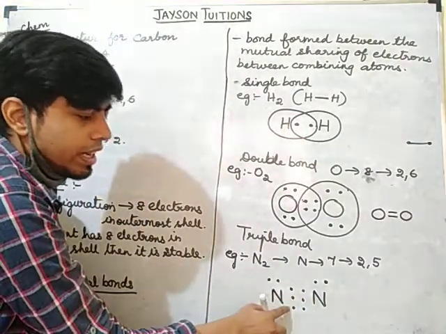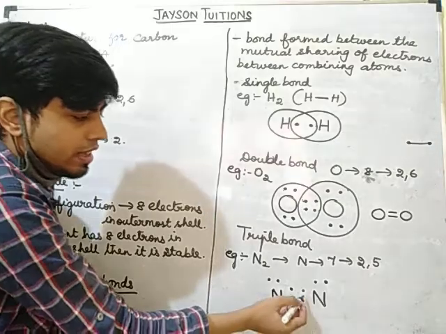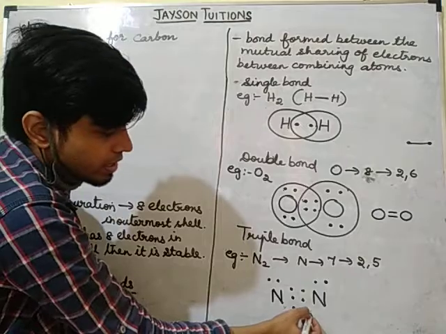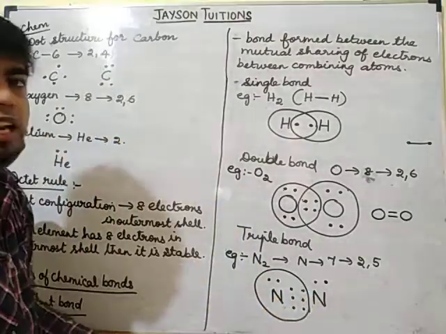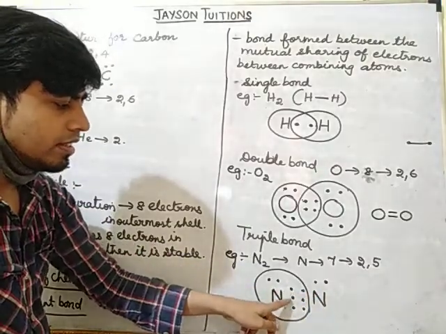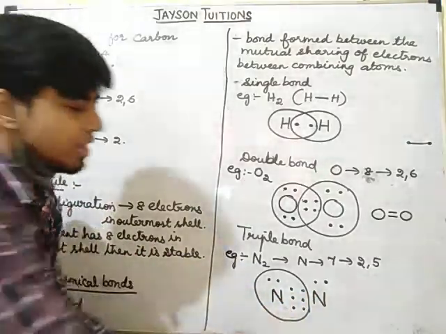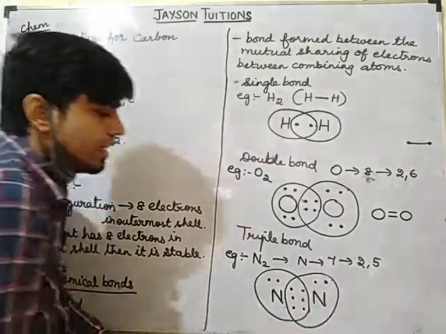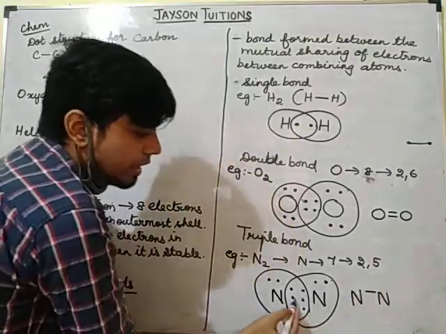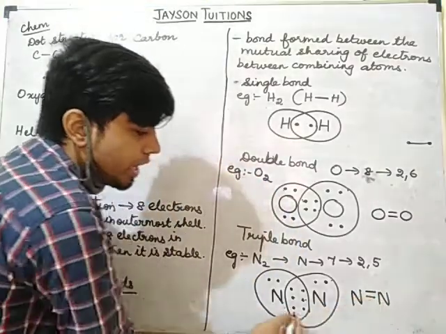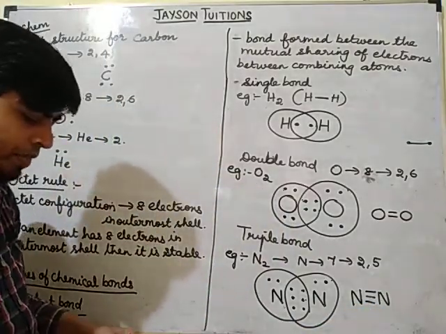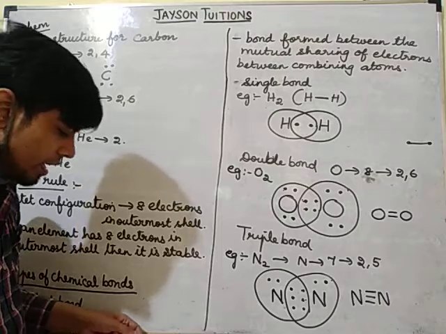This nitrogen already has 5 electrons. The 6th, 7th and 8th electron it will share from the neighboring nitrogen, so it will get 8 electrons. Similarly, this nitrogen already has 5. The 6th, 7th and 8th electron it will share from this nitrogen, so it will get 8. These 2 electrons will form one bond, the next 2 will form the second bond, and the last 2 will form the third bond. So nitrogen will have a triple bond. Okay, understood?